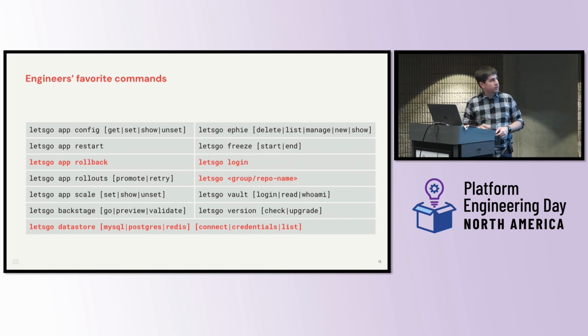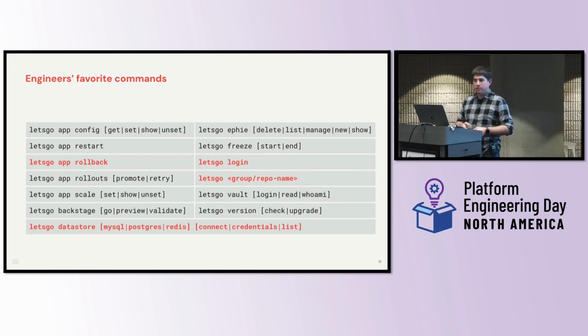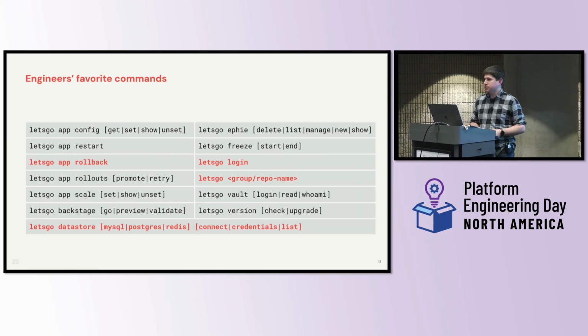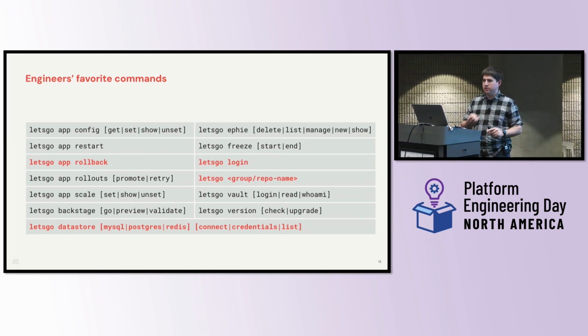Letsgo login is another favorite one that gets heavy usage. Our engineers will run that at the start of their days. It'll log them into AWS. It'll make sure their Git auth tokens are up to date. Just make sure that all of their access is ready to go for the day. They won't be seeing login prompts all day long.